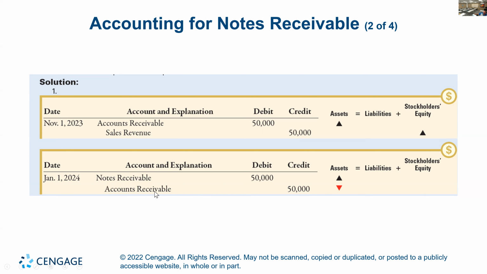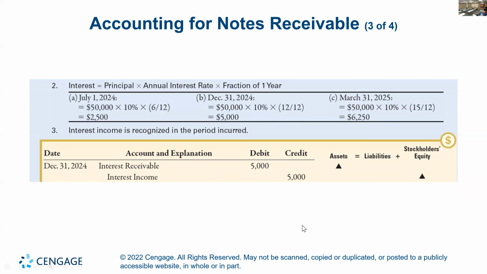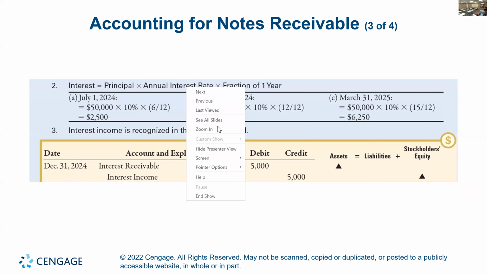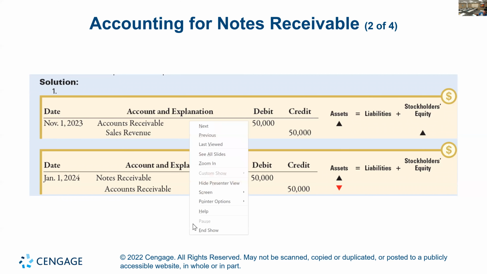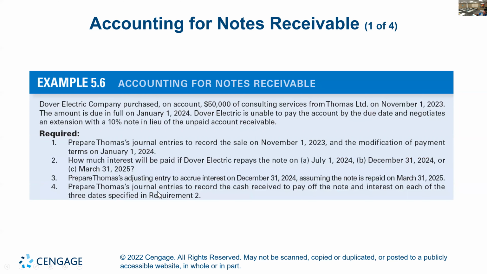They owe us $50,000, and we're going to credit our accounts receivable because they no longer owe us on that account. That's what we created up here at the top. We need to make that go away. Since we did this on, let me go back to my example here, we did this all on January 1st.